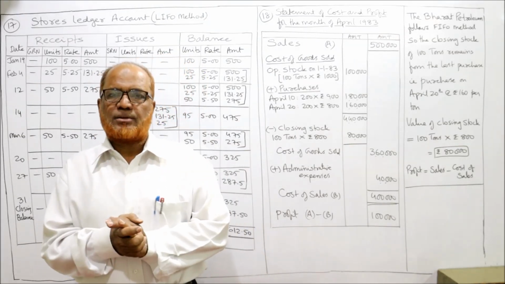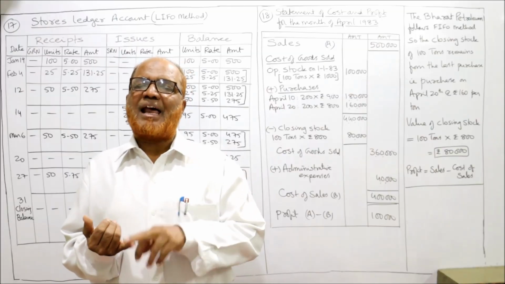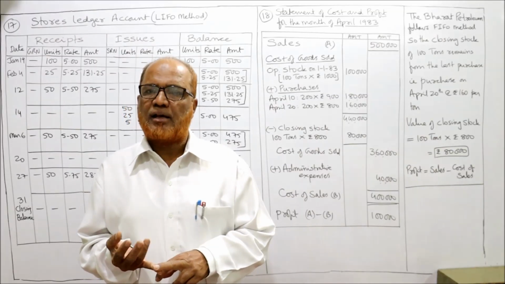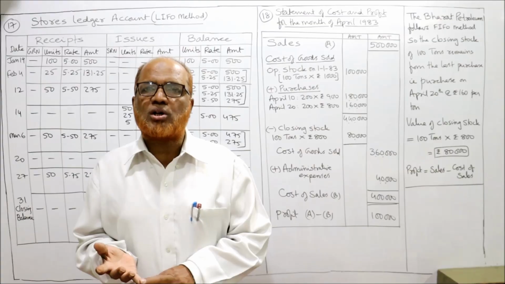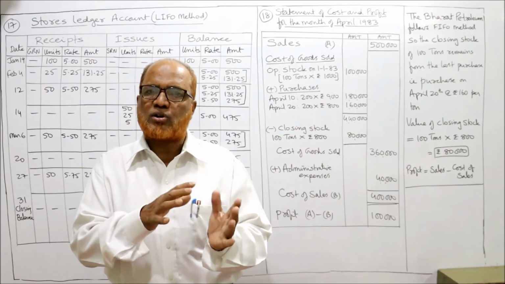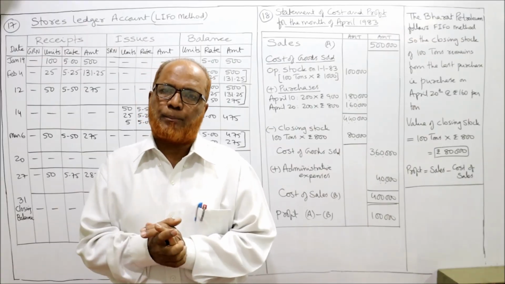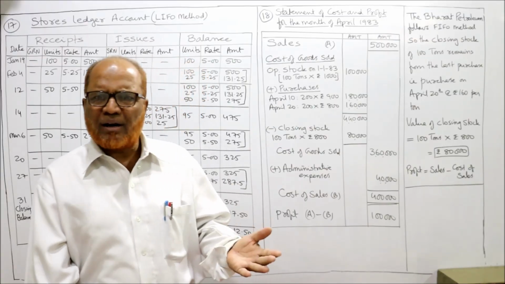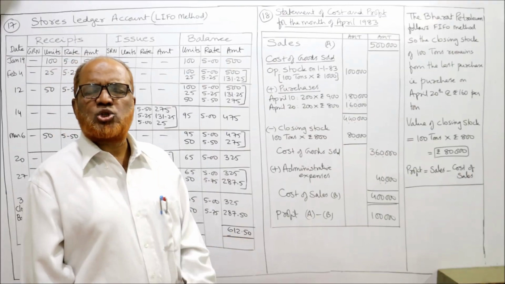3 questions are asked. First, it is asking you what is the value of closing stock on 30th April. Secondly, it is asking you to find out the cost of goods sold during April. And thirdly, what is the profit or loss during the month of April. That's all. So comparatively, it's a very easy problem. No need to make stores ledger account.